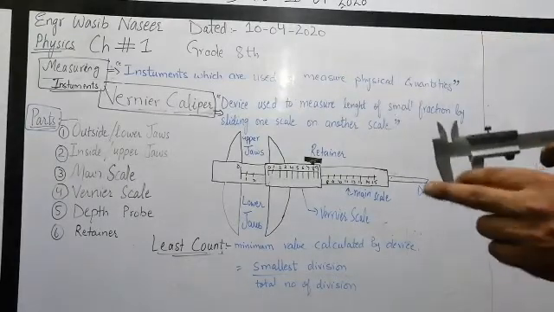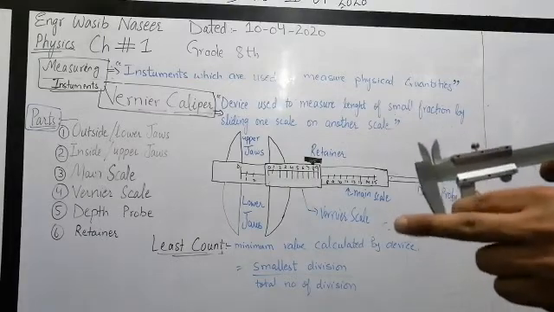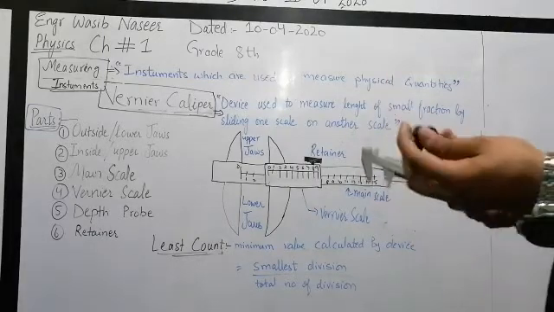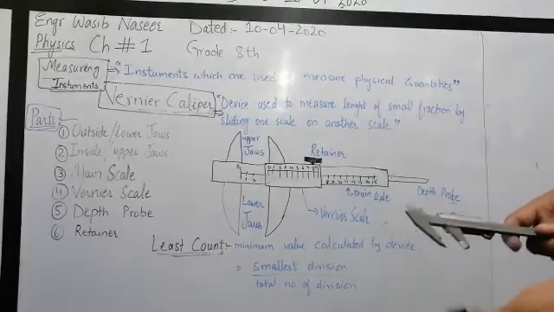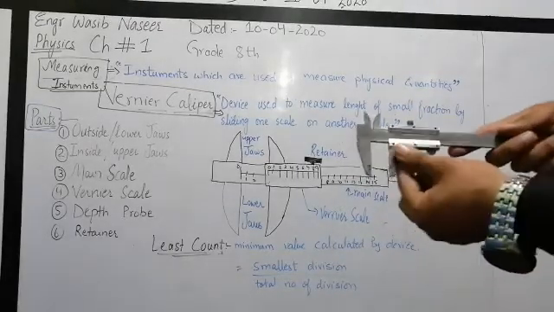It is used to measure the length in millimeters. Like I say, this cap is about 3 centimeters and 4 millimeters. So for the millimeters I use the Vernier scale.